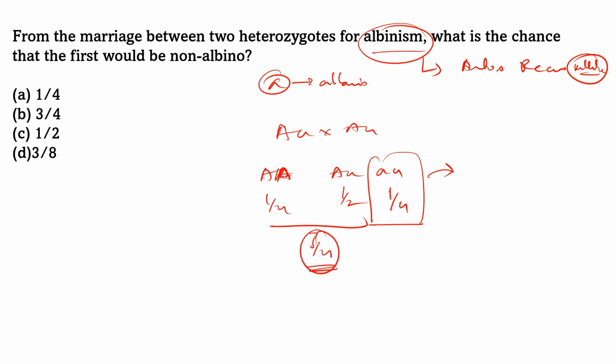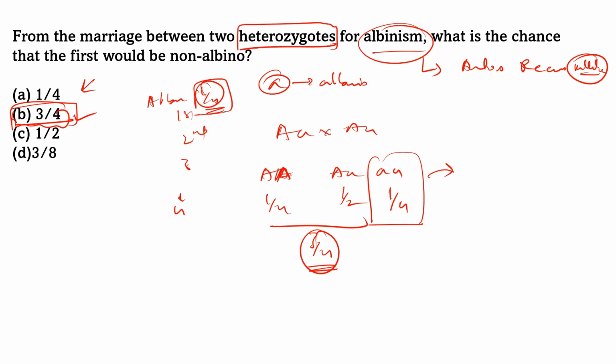Always, when a child is born, the probability of getting non-albino will be equal to 3 by 4. Whether it is the first child, second child, third child, or nth child, the probability will always be 3 by 4 for non-albino, and for albino it will be 1 by 4. That frequency won't change if it is between true heterozygotes. Clear? Okay, next one.